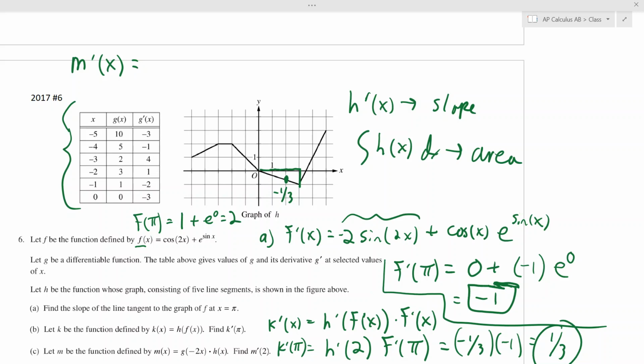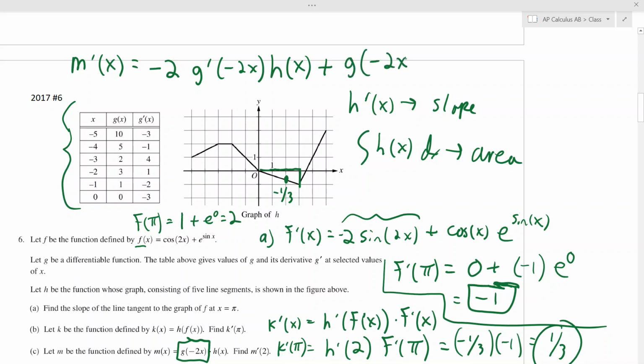All right. But m prime is going to be the product rule and the chain rule. So we're going to derive this first. So that's going to be -2 g prime of -2x. That's the chain rule happening, times h of x, plus, leave the first function, derive the second function, h prime of x. And that's all happening up here.